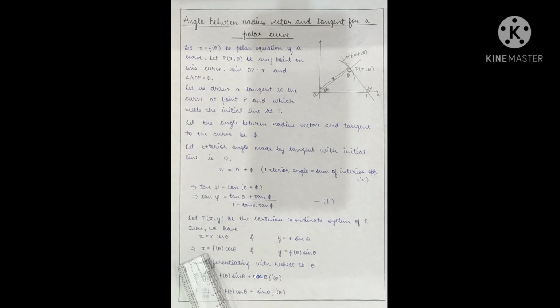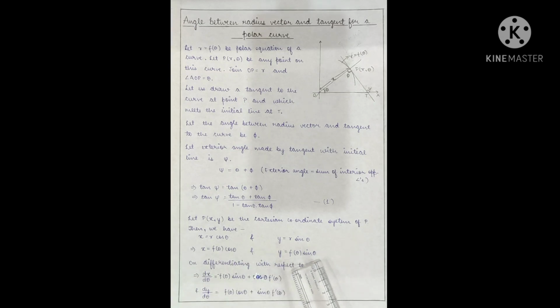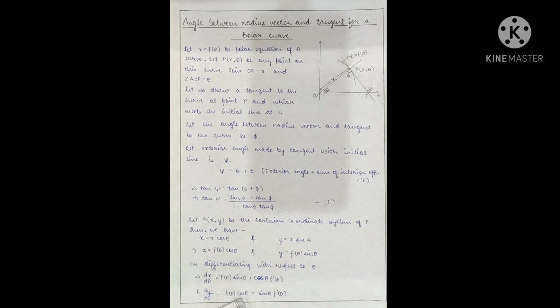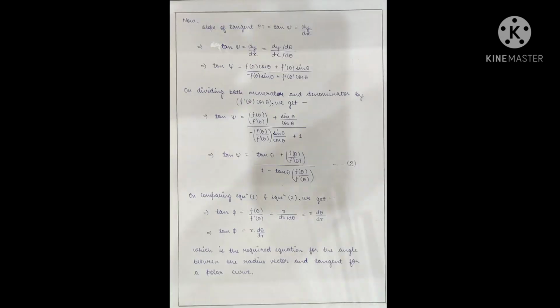So this implies x = f(theta) cos theta and y = f(theta) sin theta. Now we'll differentiate these two with respect to theta. So we'll get dx/d theta = -f(theta) sin theta + cos theta f'(theta). And on differentiating y, we'll get dy/d theta = f(theta) cos theta + sin theta f'(theta).